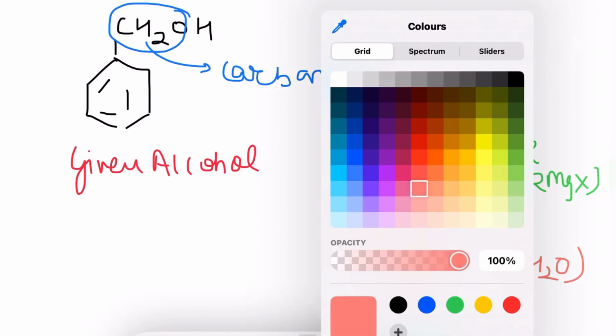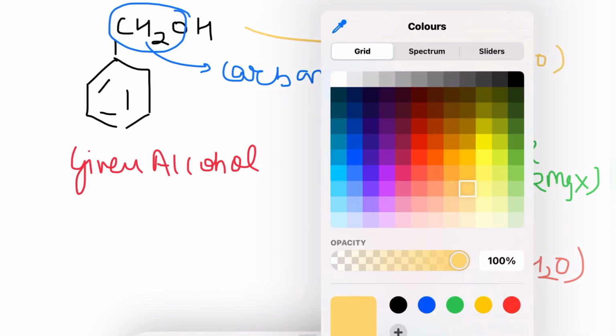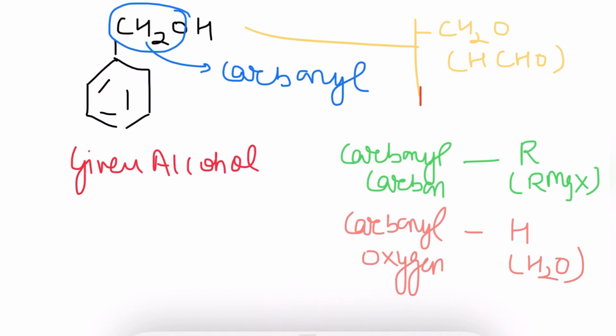Okay. So in this case, if benzyl alcohol is a product, then our carbonyl group here is CH2O, which is formaldehyde. Okay. And the Grignard part, this one comes from Grignard. So it should be phenyl magnesium bromide.